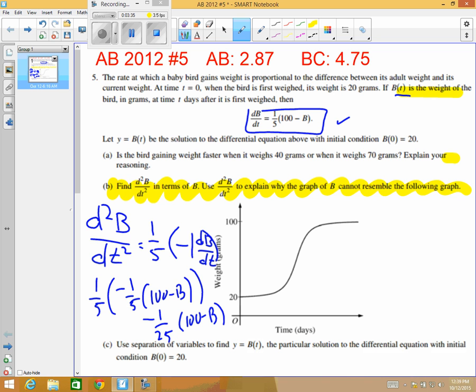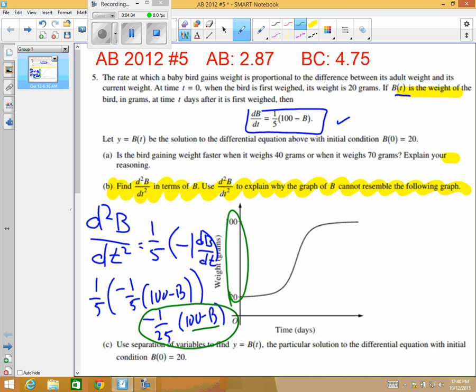Now we have to apply this. It says use the second derivative to explain why the graph of b cannot resemble the following graph. And that's a little tricky until you think about what second derivative actually tells you. Remember, we're only using values of b here from 20 to 100. No matter what value of b I put in between 20 and 100, 100 minus b is going to be positive or 0, but it's definitely not going to be negative.